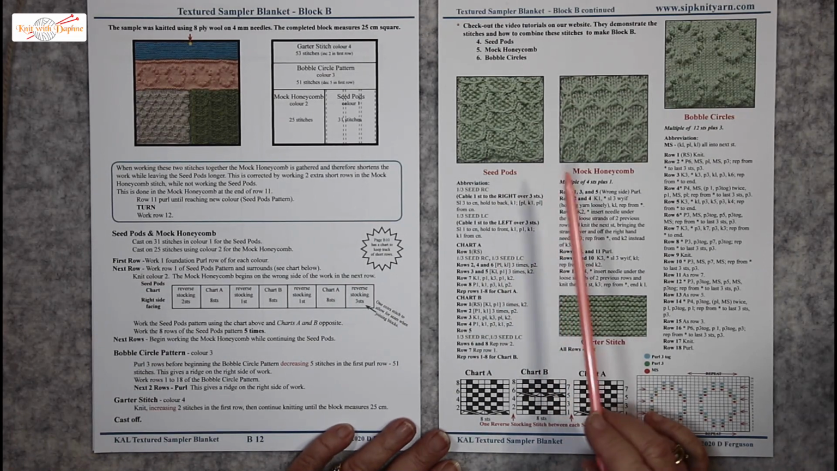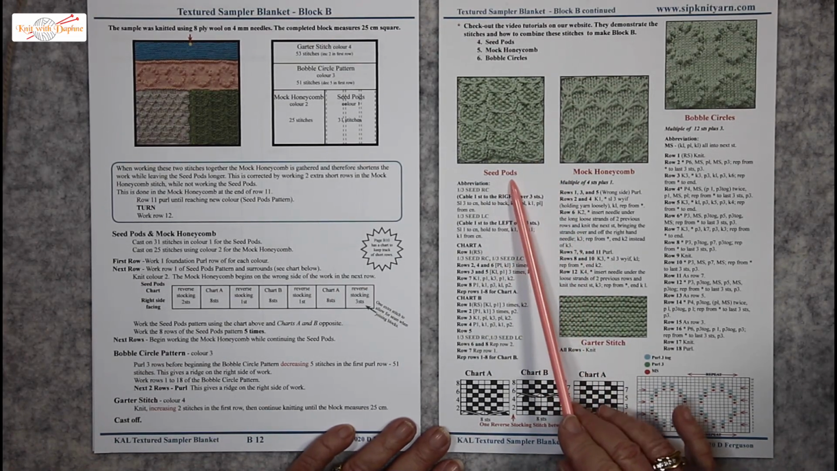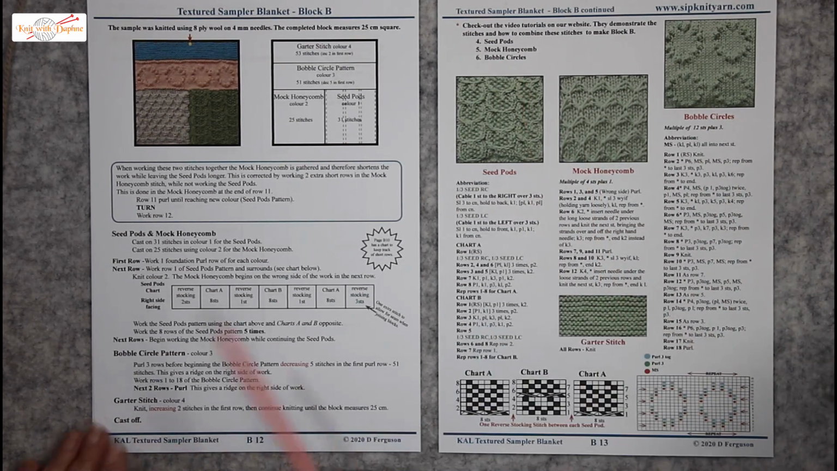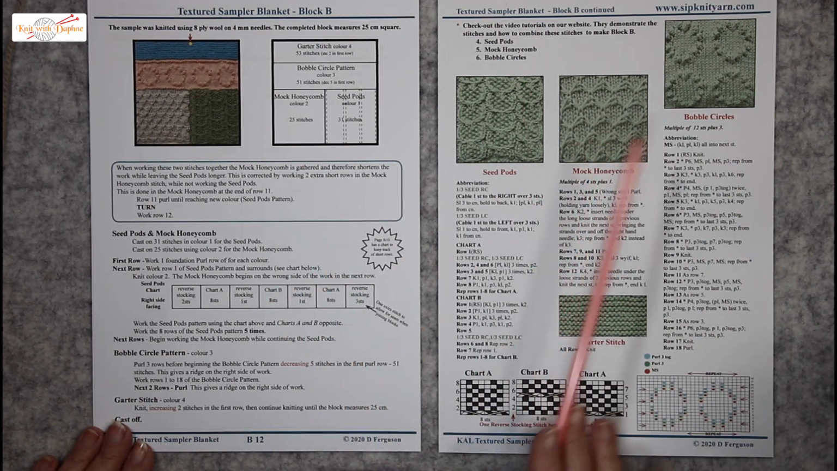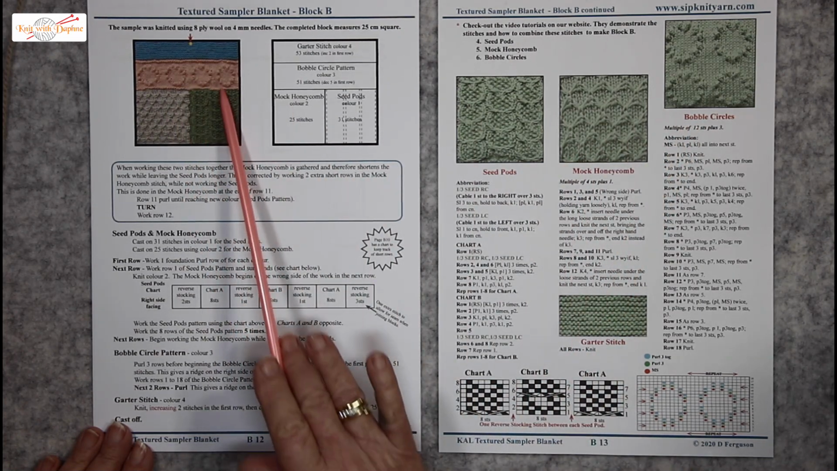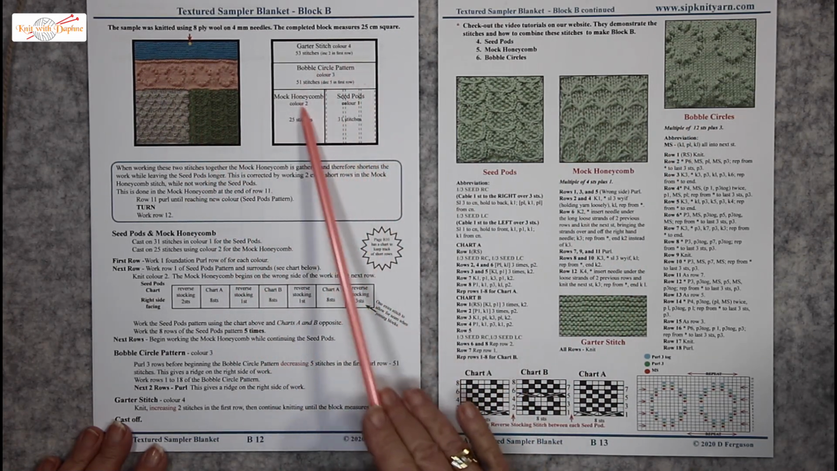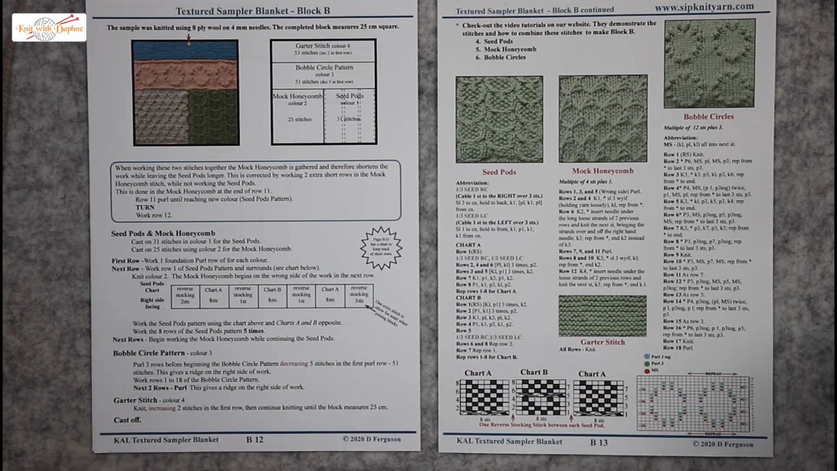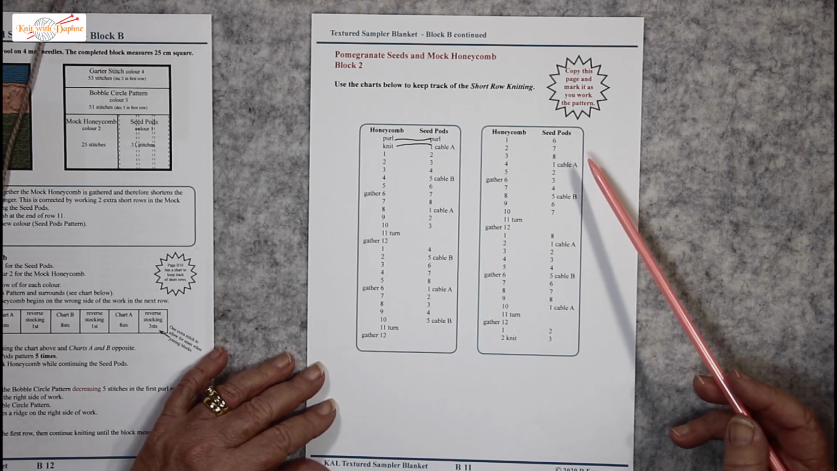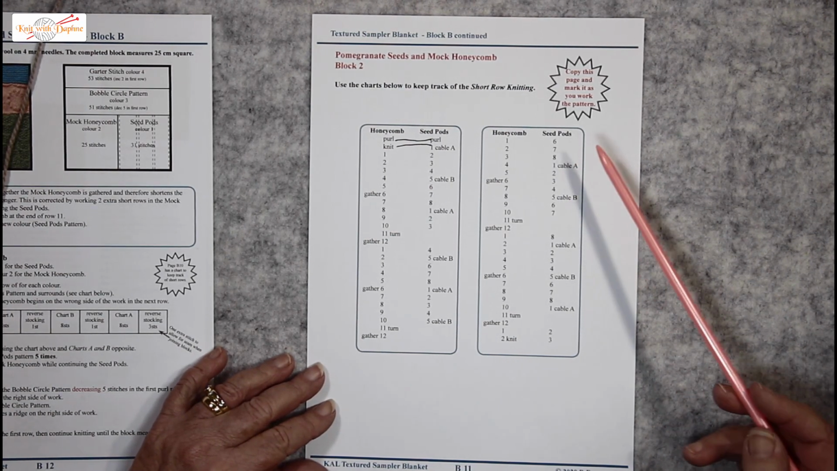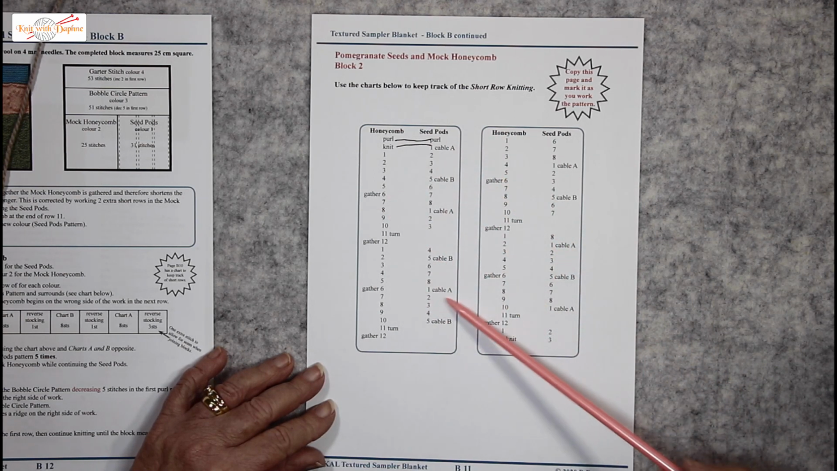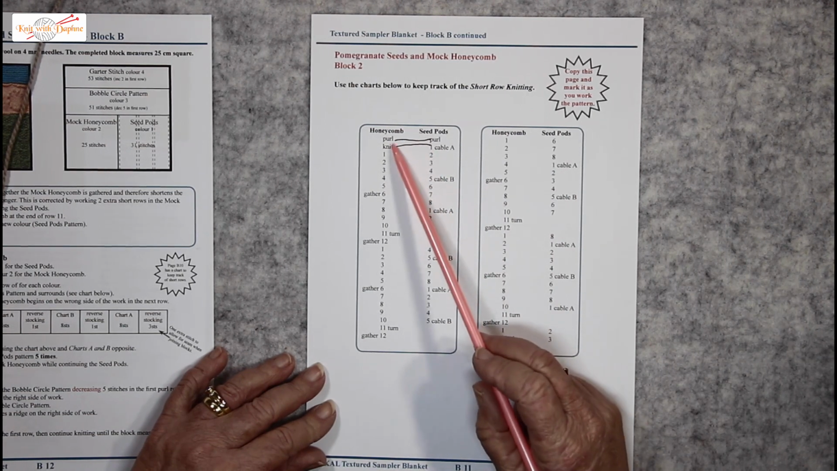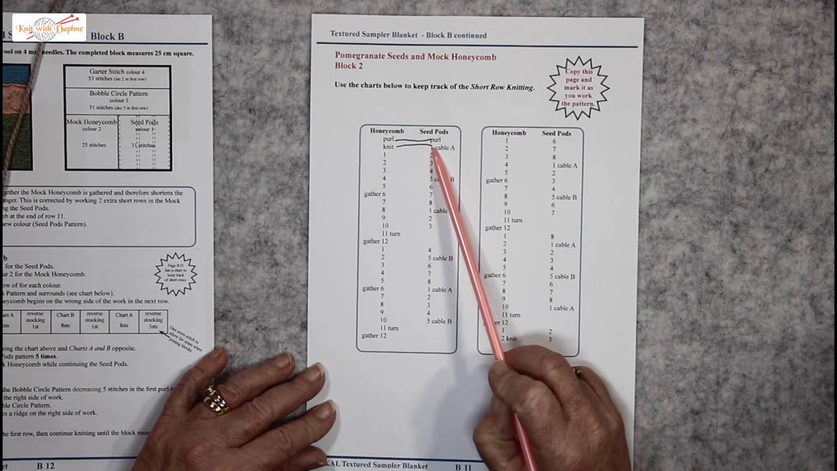Here are the stitches needed for Block B: seed pods, mock honeycomb, bobble circles and garter stitch. The left-hand page shows you how to put these stitches together to make Block B. There's a diagram here and the words here tell you how to do it all. Now, just like with Block A, Block B also has a third page to help you keep track of where you are up to. After working Block A, you'll be familiar with how to fill in the chart.